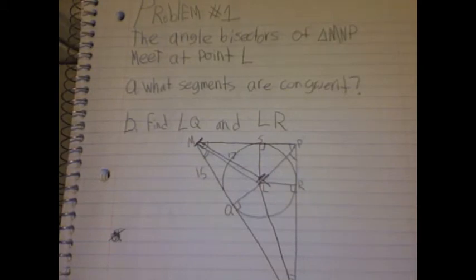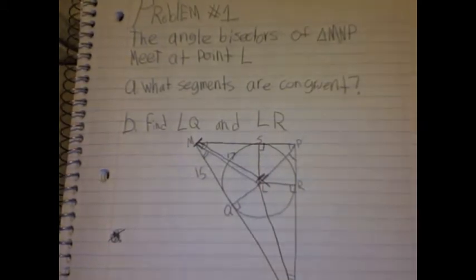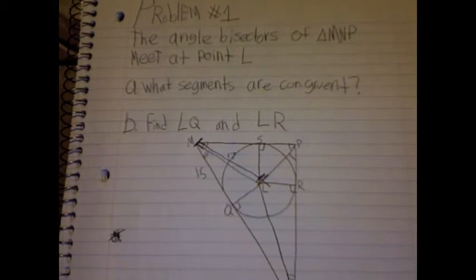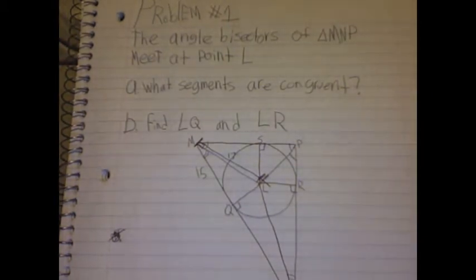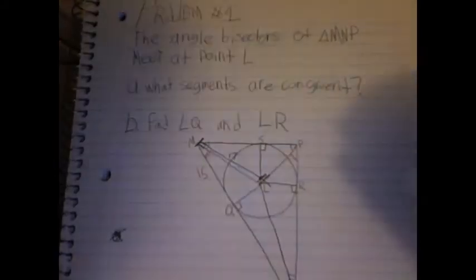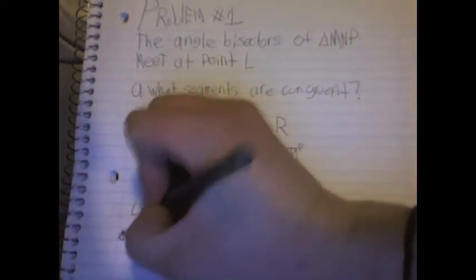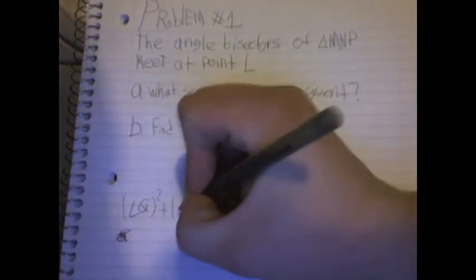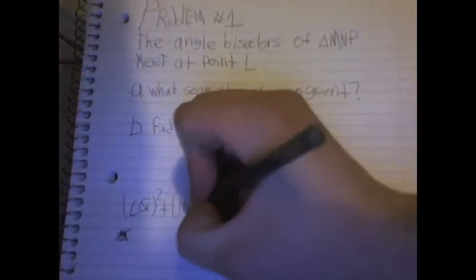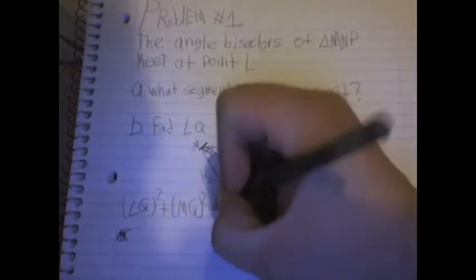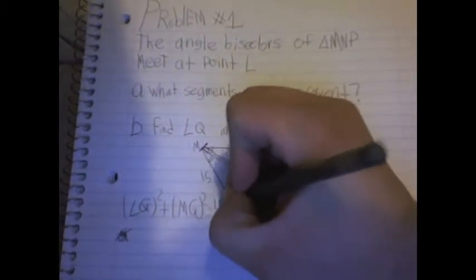Alright? Next thing you need to do is find LQ and LR. How you do that is using the Pythagorean theorem. First, you do LQ squared plus MQ squared equals LM squared.